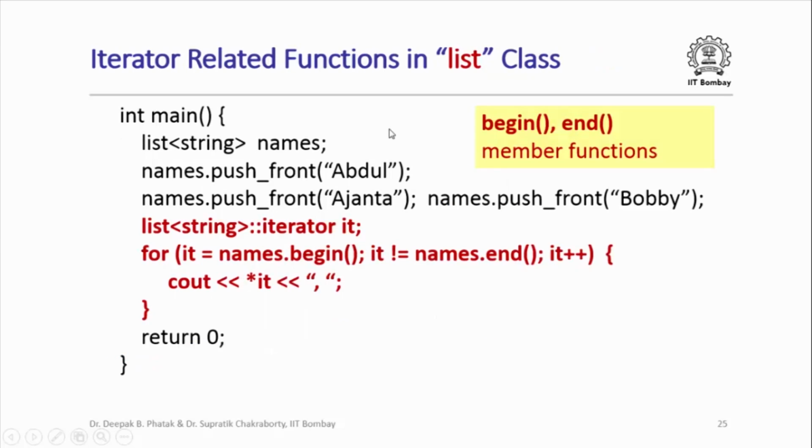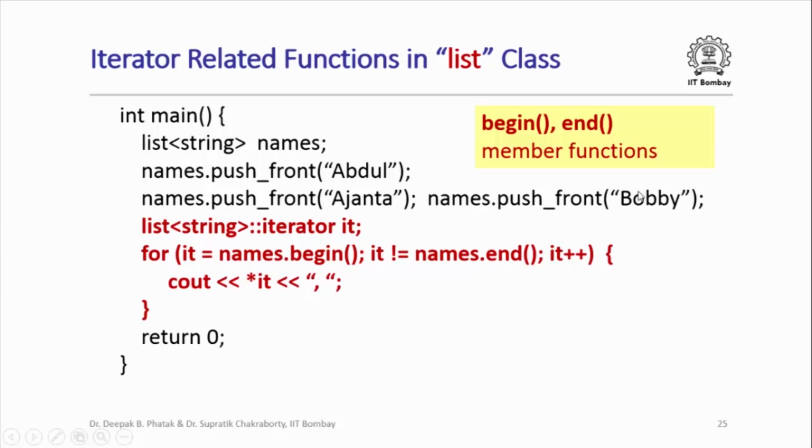Now we have studied iterators for container classes. The list class, being a container class, also has its iterators, and there are iterator related functions in the list class. So just like for the vector and map class, we have the begin and end member functions. So here in this example, I have created an empty list called names. Then I have added 3 strings to this list. This is a list of strings, of course.